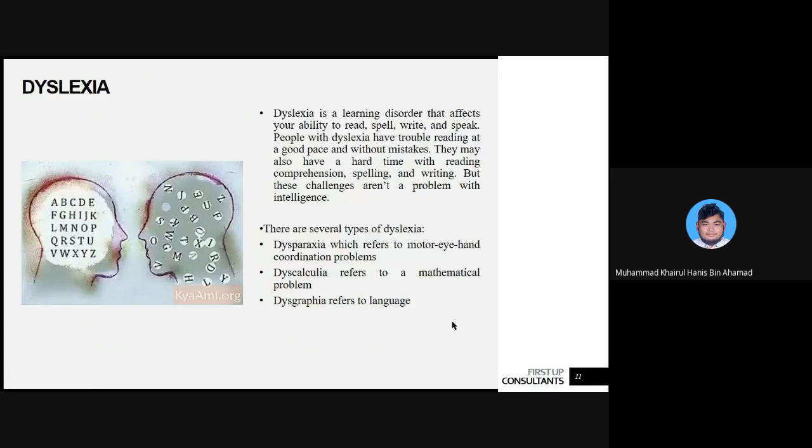Okay, then next slide. For dyslexia, dyslexia is a learning disorder that affects the ability to read, spell, write, and speak. People with dyslexia have trouble reading at a good pace and without mistakes. They also have a hard time with reading comprehension, spelling, and writing. But these challenges are not a problem with intelligence. There are several types of dyslexia. First is dyspraxia, which refers to motor-eye coordination, in which the student cannot put something like a bottle on the table; when the student puts it on the table, the bottle will fall down. Okay, dyscalculia refers to a mathematical problem, and dysgraphia refers to language.